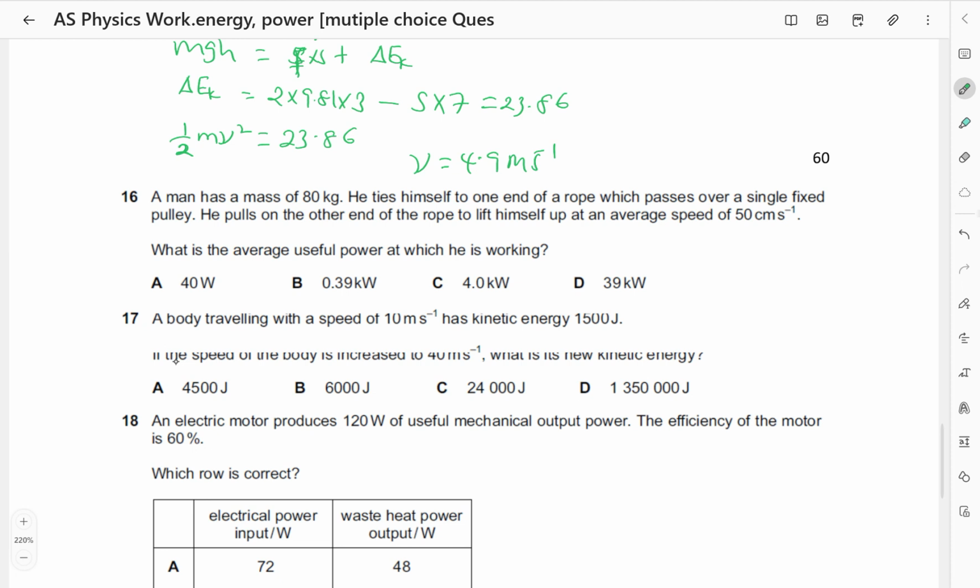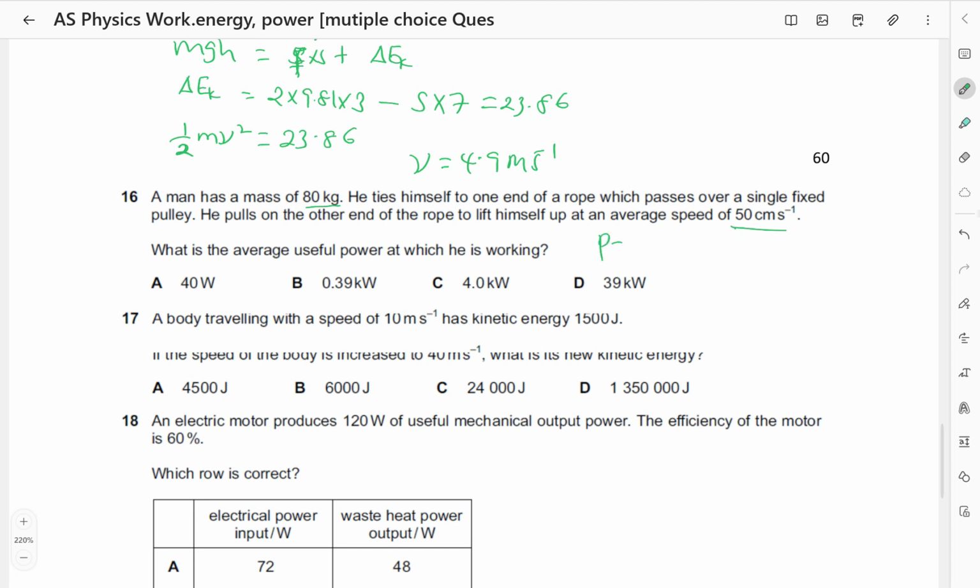A man has a mass of 80 kilograms. He ties himself to one end of a rope which passes over a single fixed pulley. He pulls on the other end of the rope to lift himself up at an average speed of 50 centimeters per second. What is the average useful power at which he is working?